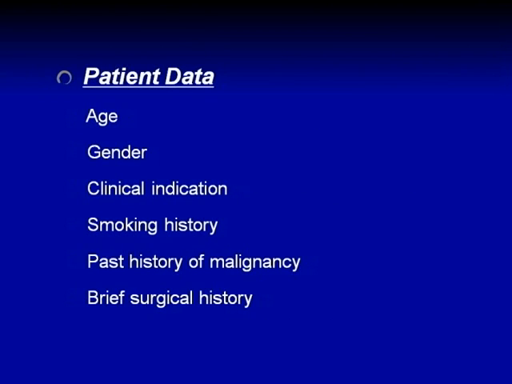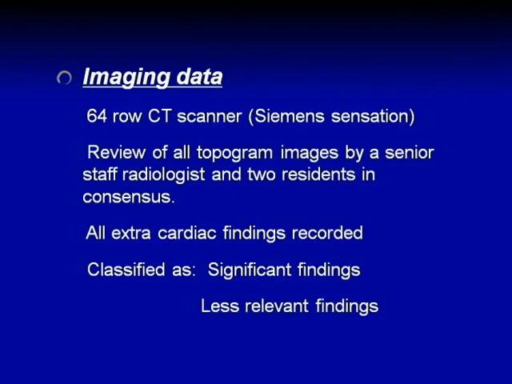The electronic medical records were reviewed, and basic data like age, gender, clinical indications, smoking history, past history of malignancy, and a brief surgical history was taken. The surgical history was particularly taken to exclude the aforementioned patients with history of thoracic surgery because they were to be excluded. All the imaging was performed on a 64-row CT scanner at our institution, and the images were reviewed by a senior staff radiologist and 2 radiology residents in consensus.